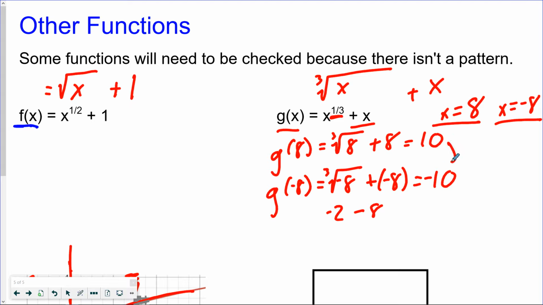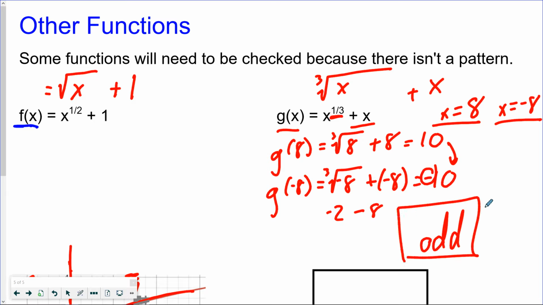If we were in college or you were getting your PhD or someone were paying you $100,000 a year to check this, you should test more than 1 point. But you're in high school, so right now 1 point's probably good enough. Okay. Let's go look at the graph just to make sure it looks odd, and then we're done.